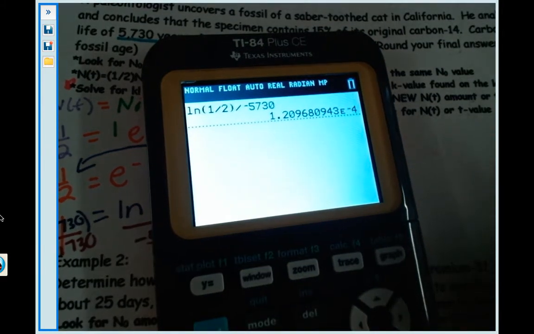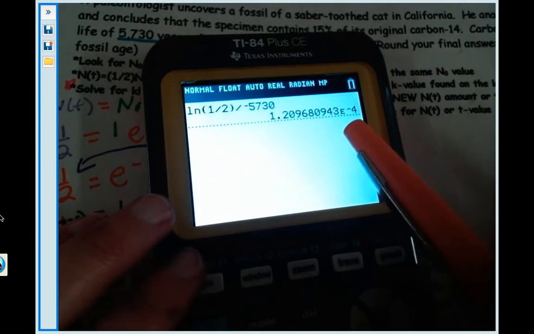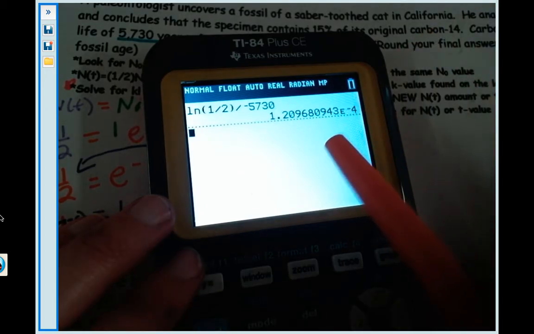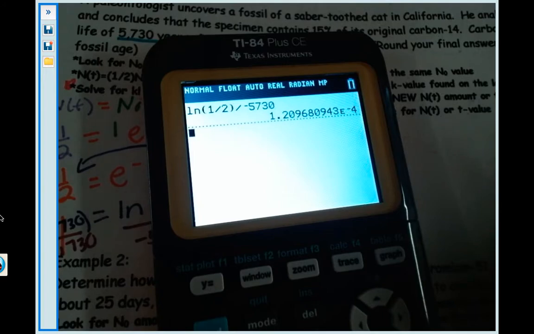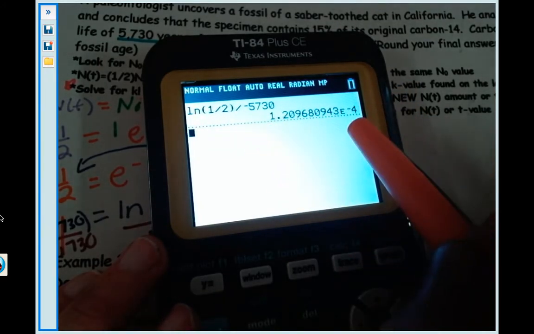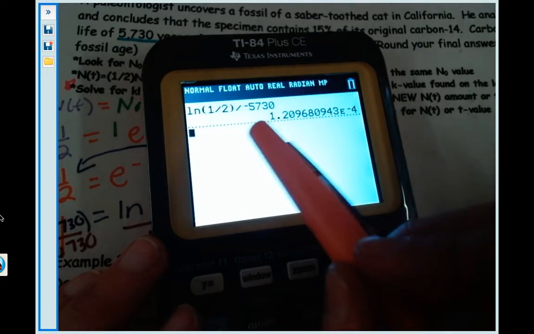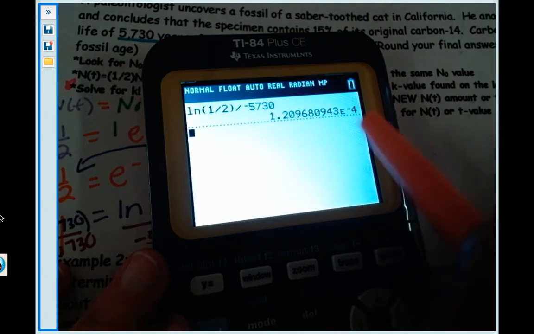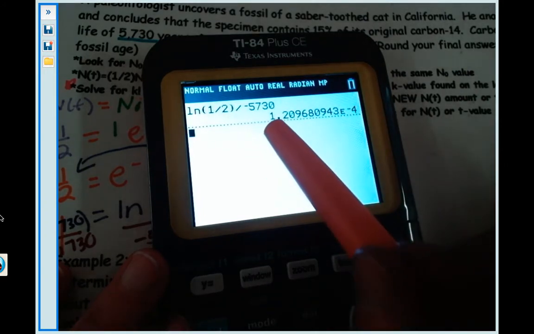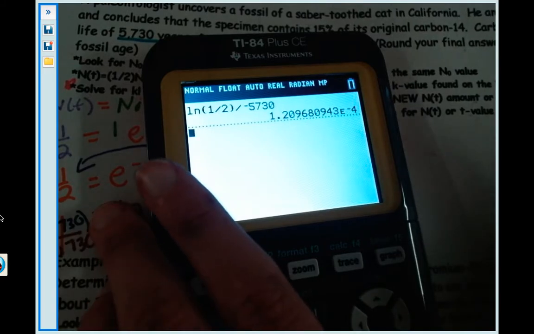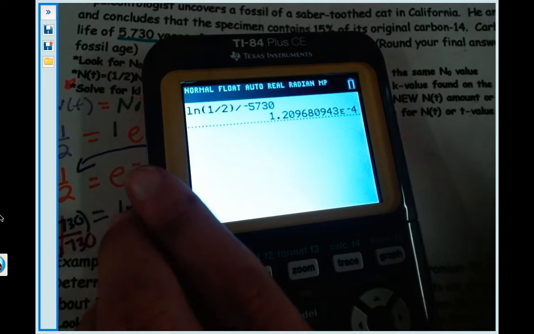All right, now something we need to talk about. When you see that e to the negative 4, that means times 10 to the negative 4. This is in scientific notation. Okay, so to get this, we need to move our decimal. If it's negative, we move it that many spaces to the left. If that e number had a positive number, we'd move it that many spaces to the right. So I'm going to take this number and move my decimal 4 spaces to the left.